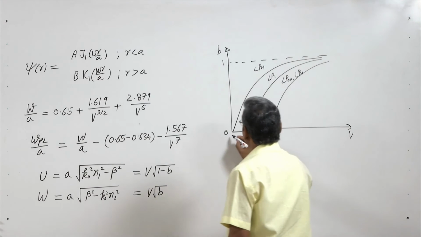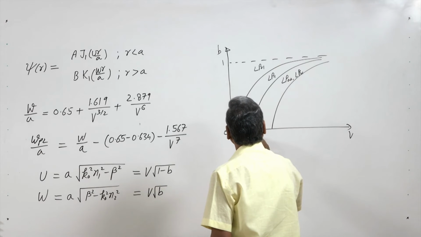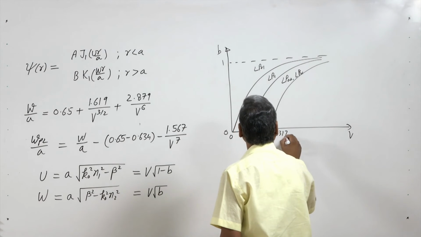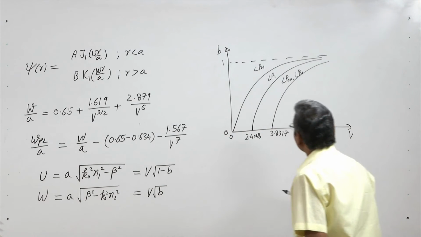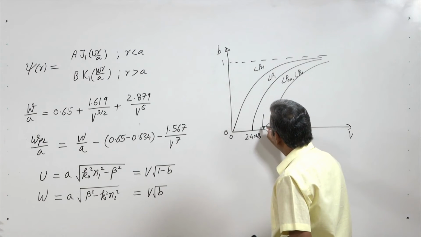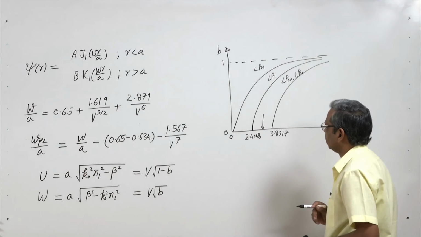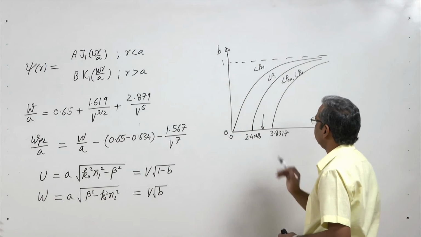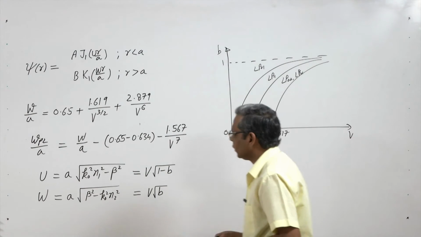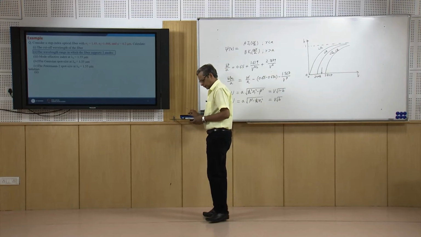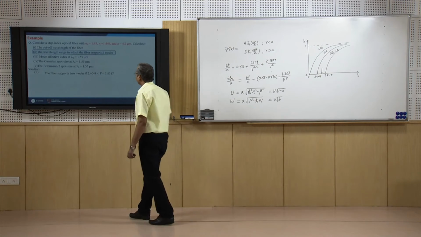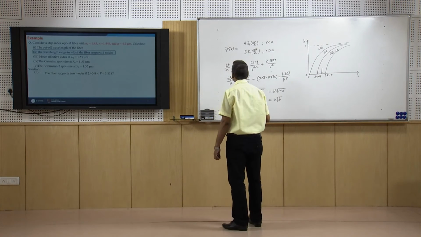And what I see, this is 0, this is 2.4048 and this is 3.8317. So if the fiber supports two modes, then the value of V should lie somewhere here, so that these two modes are supported and the other modes are cut off. So the value of V should lie between 2.4048 and 3.8317.